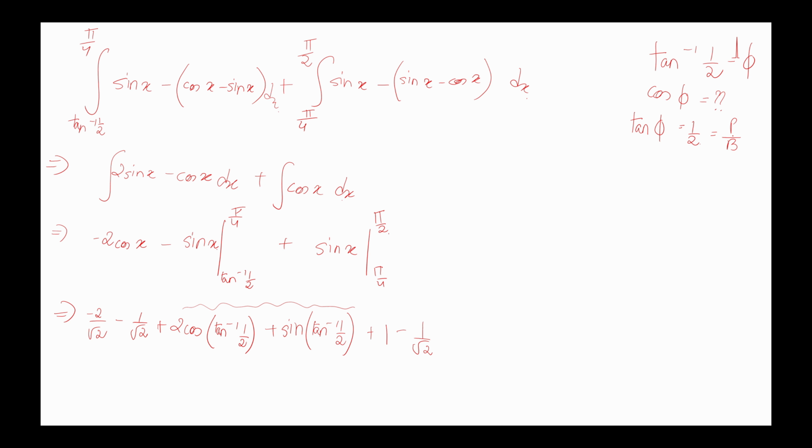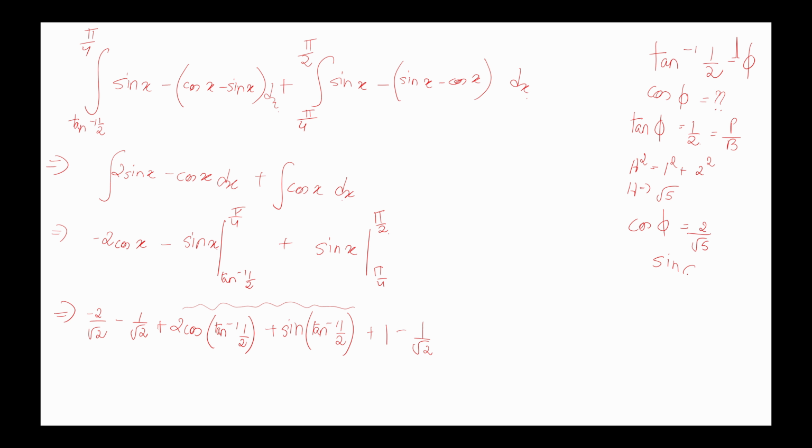So if we know the value of perpendicular, we know the value of base. Can we find out hypotenuse? Yes, my hypotenuse would be h square is equal to p square plus b square, which would be equal to root 5. So my h would be equal to root 5. If I found out my hypotenuse, I can say my cos phi would be equal to base by hypotenuse. So this becomes 2 by root 5.